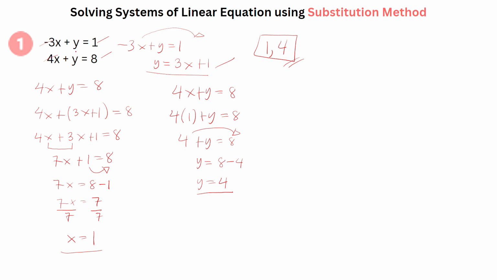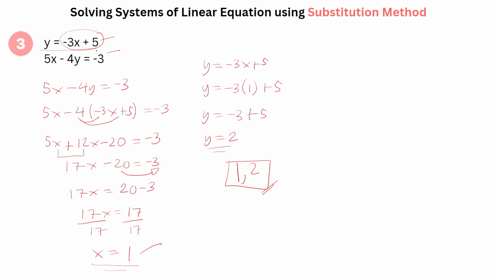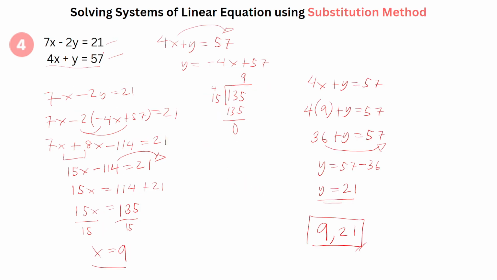So because here we have y and y. When we transpose either negative 3x or 4x to the other side, we will still have y on the left side. So how about this one? It is separated already. Separated.